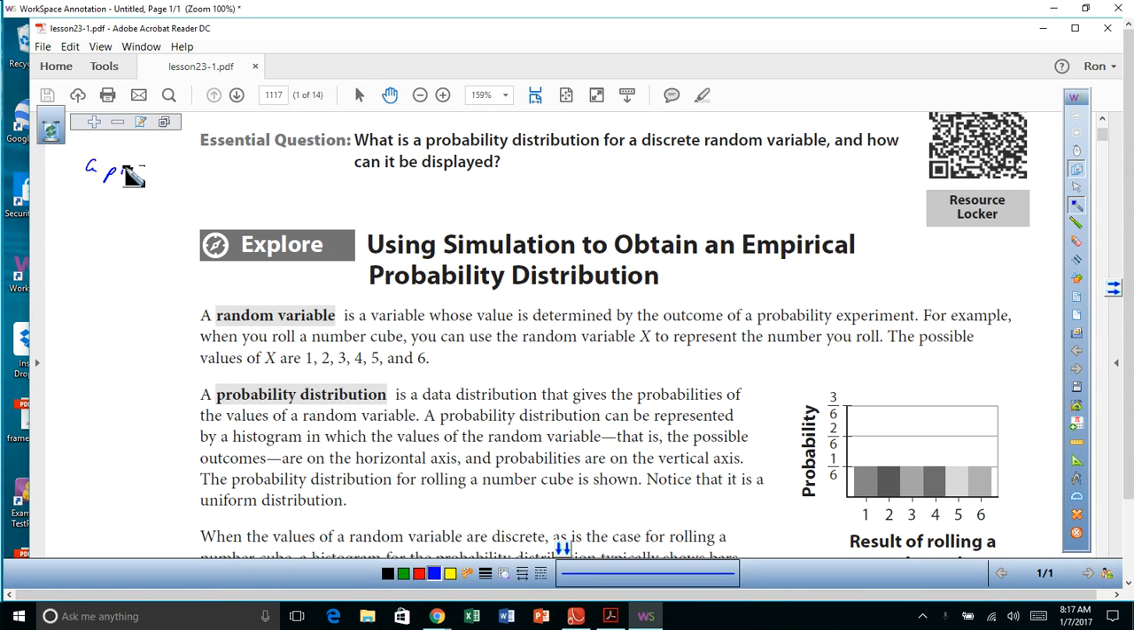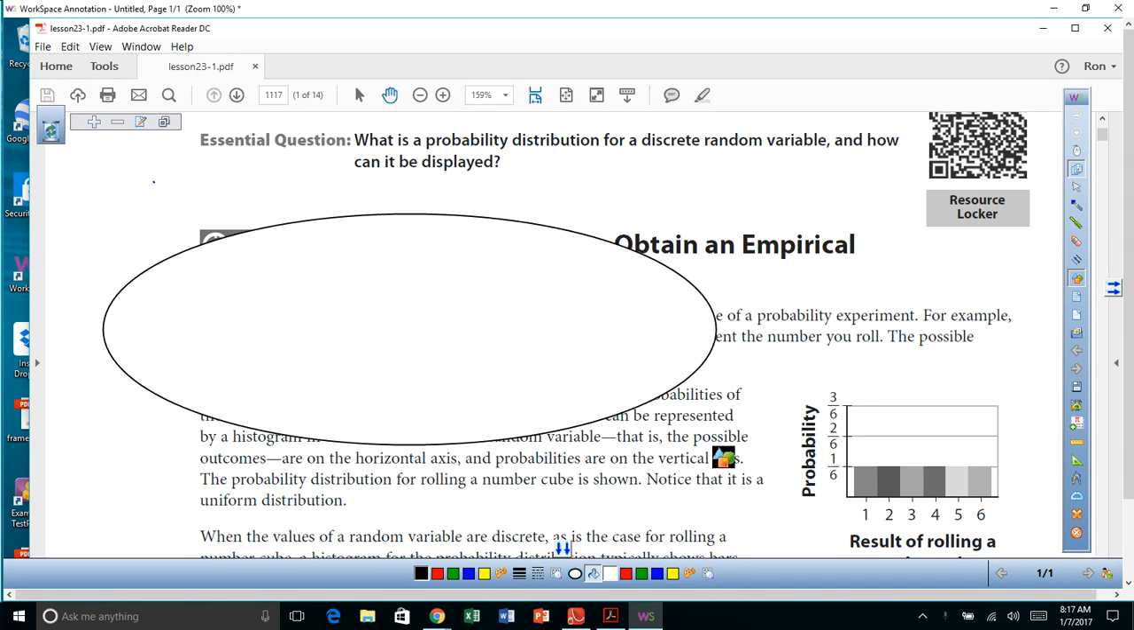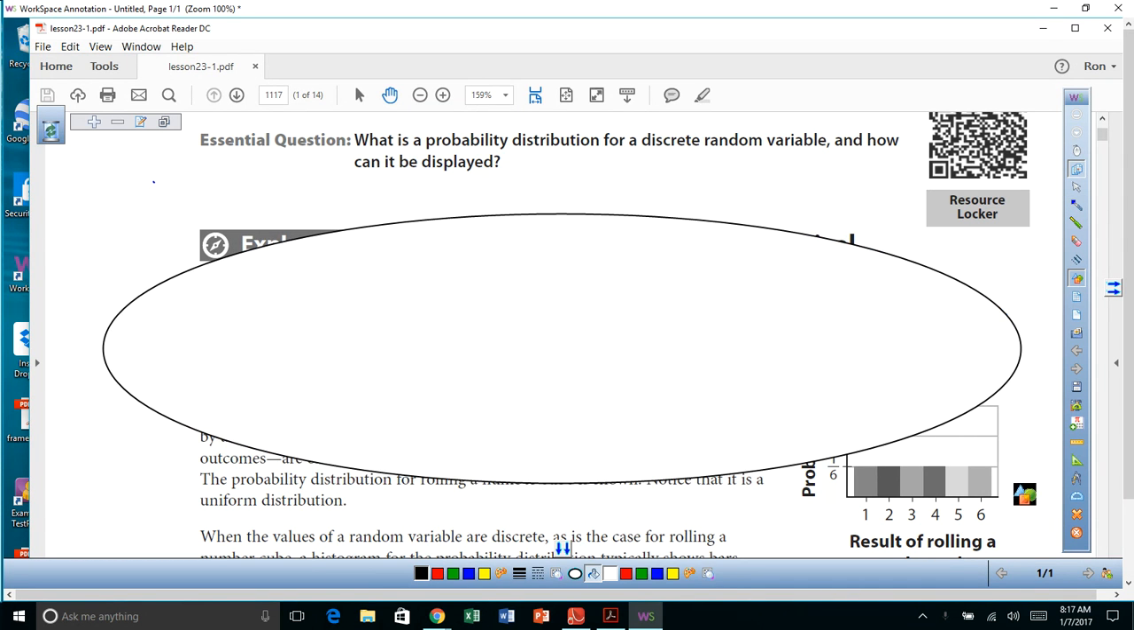I think what I need to do here is I need to get me some white space. All right.